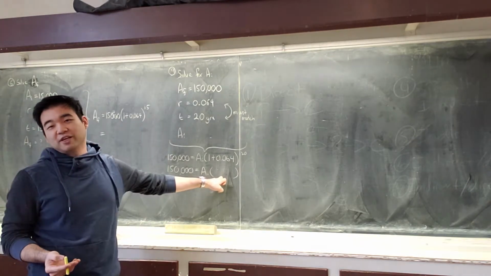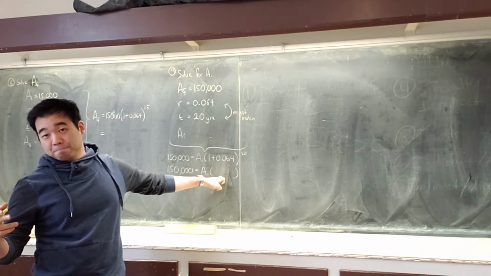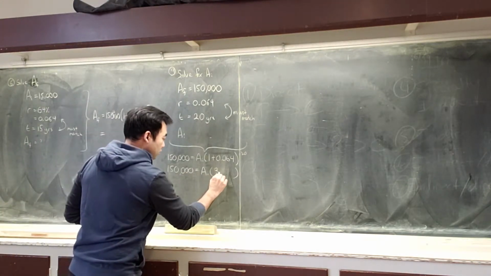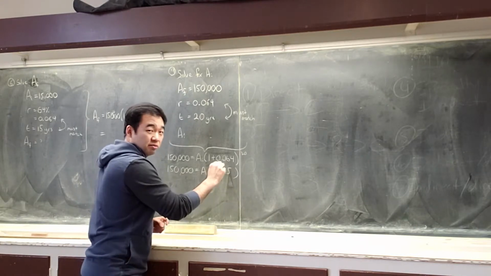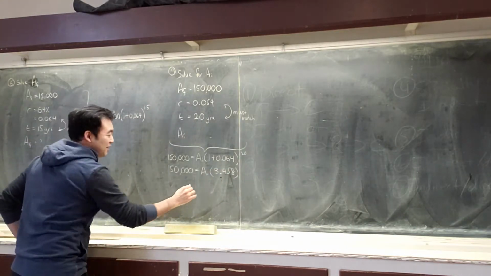Okay. Someone's got to help me out. Annabelle, I saw you working. Do you have it yet? Yeah. 3.458. Thank you. It's because we're dealing with money.